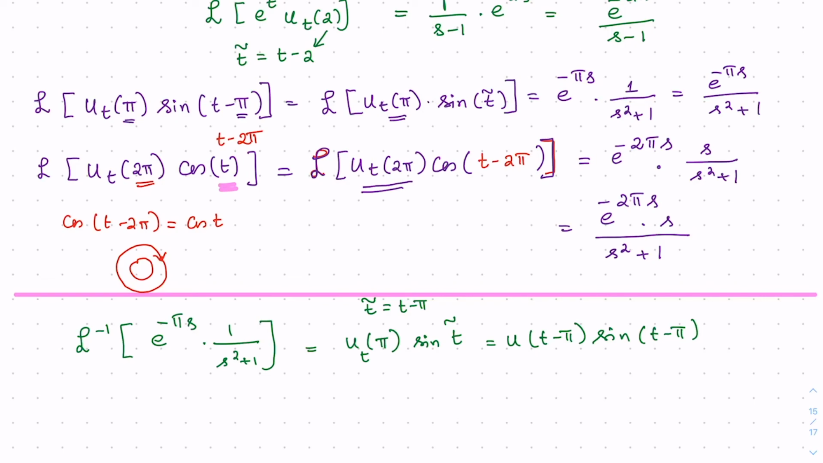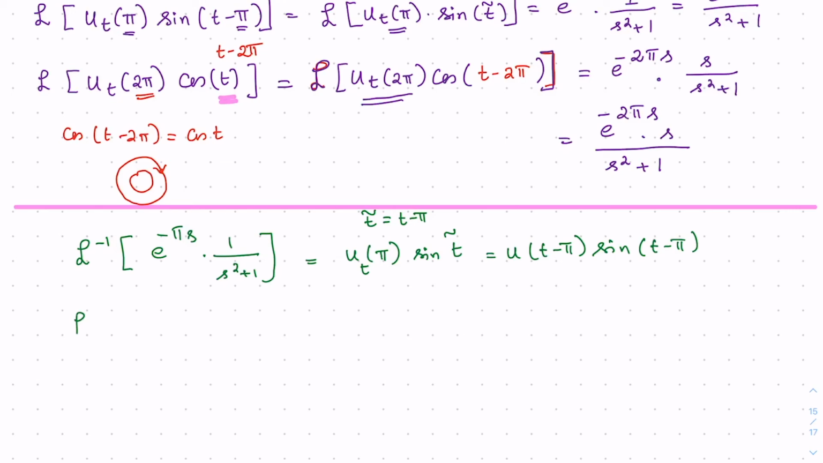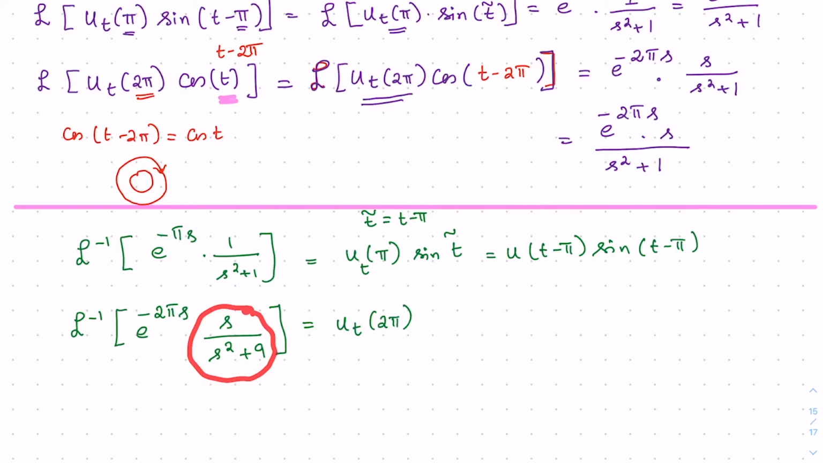By the same token, let me ask you this. What would be the Laplace inverse of e to the negative 2 pi s times s over s squared plus 9? Because of this right here, I'm going to have u_t of 2 pi. And I'm going to simply say this is s over s squared plus 9, whose Laplace inverse is cosine 3t. So I'm going to say cosine 3t, but rather than saying 3t, I'm going to say 3t tilde.